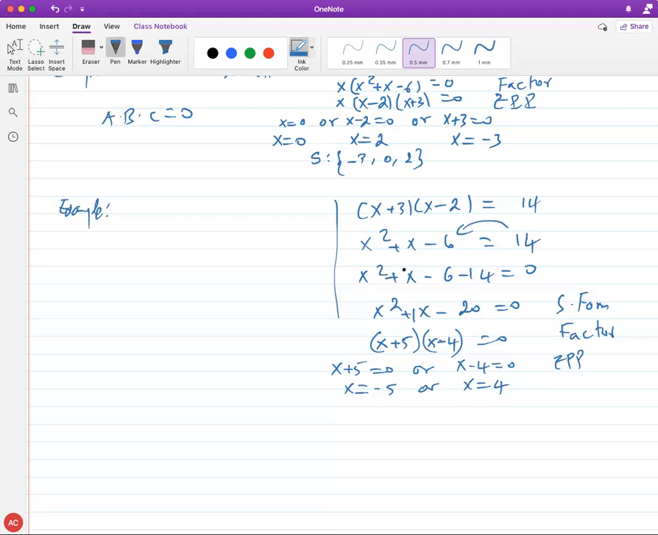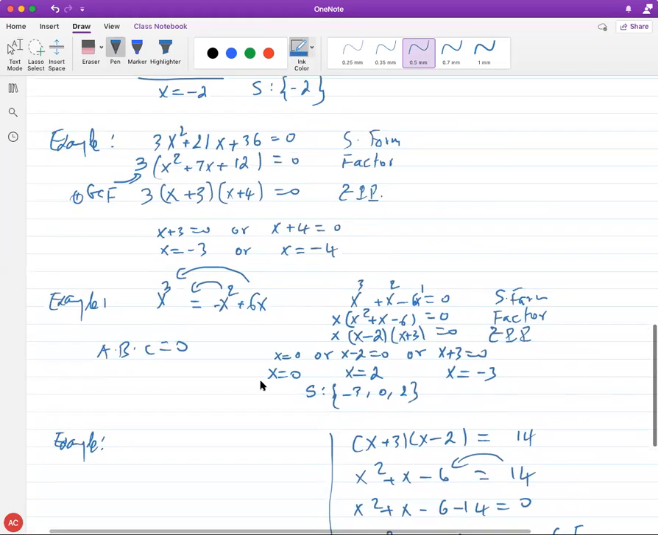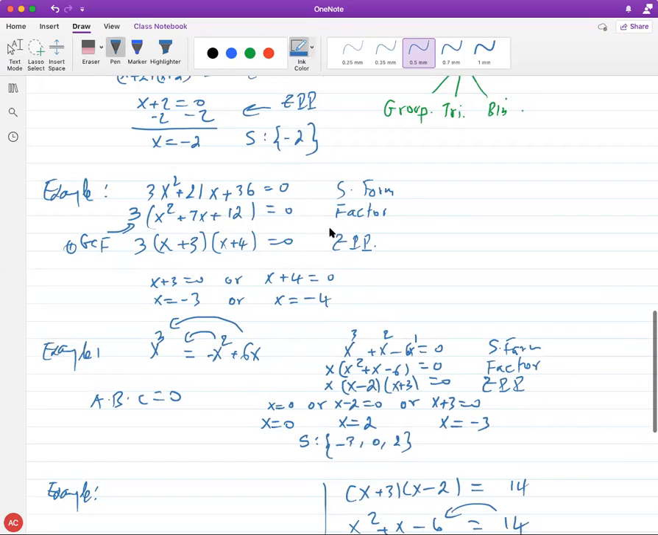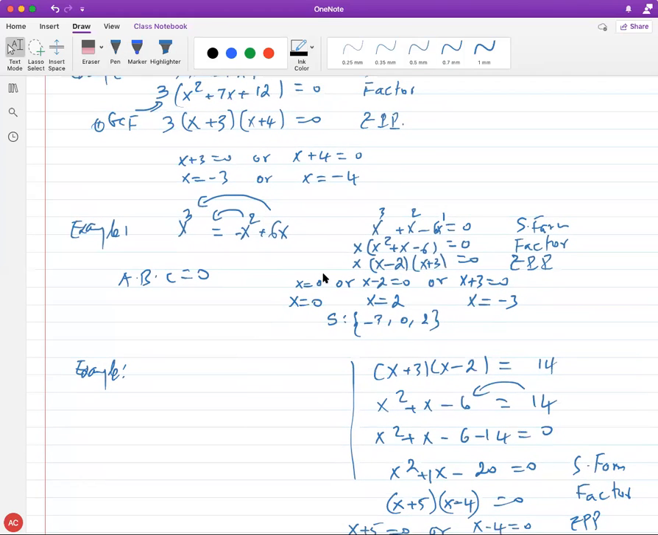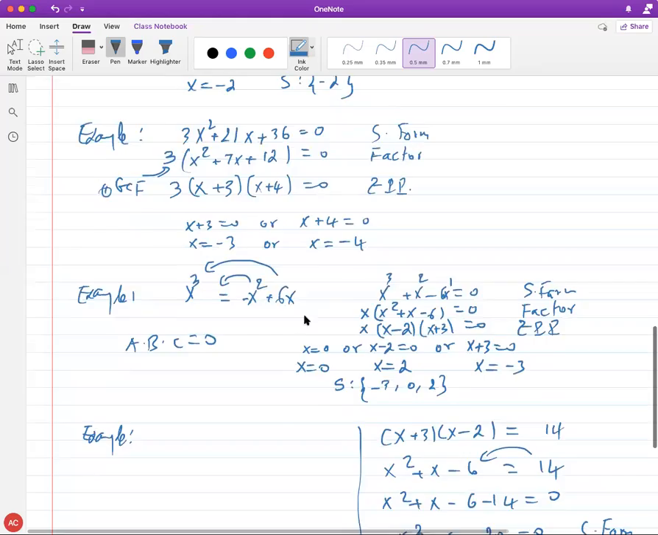It's also possible to have two of these, this and something like this on the other side. You'll have to distribute both and move everything to one side. If you have another set of parentheses here instead of 14, it's the same way. You have to distribute everything, combine all your terms on one side, and then factor. It's always going to be these 3 steps: standard form, factor, and use the zero product property to solve.